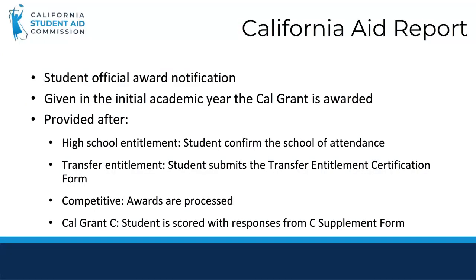The California Aid Report is a student's official award notification given to the student in the initial academic year the Cal Grant is awarded. For a high school entitlement award, it is provided after a student confirms the school of attendance. For a transfer entitlement award, it is provided after the student submits the transfer entitlement certification form. A competitive award waits until awards are processed, and the Cal Grant C is after a student is scored with responses from the C supplement form.